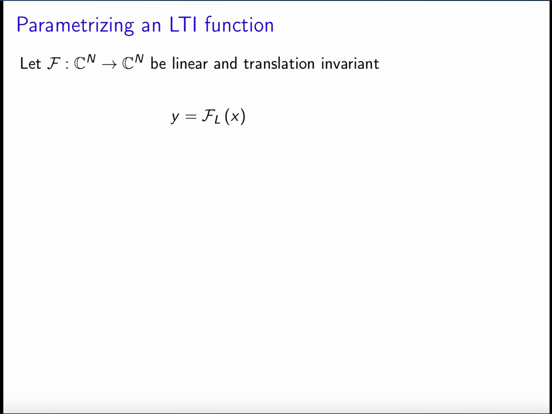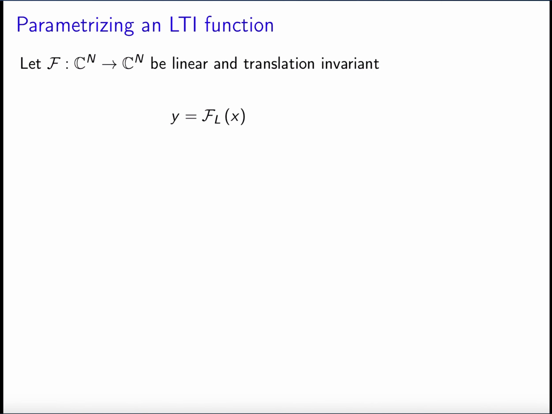So now we're going to think about how to parameterize a linear translation invariant function, or a linear translation invariant model. The comparison here is with just linear models or linear functions. Linear models or functions are just parameterized using a matrix. If you're mapping a vector of dimension n to another vector of dimension n, the matrix is n by n. Now the question is, if I restrict my function to be translation invariant, how do I parameterize it?